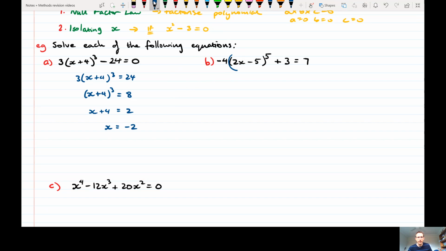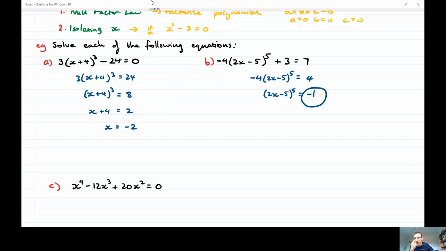So same thing, we have a single bracket to the power of 5, and all the others are just numbers. So we can use our isolating x method here. So we're going to first of all subtract that 3. The power of 5 like that. So we get 4 divided by -4. And we have that. Now, this would be a problem if we had an even power. The problem with an even power is you would always need a positive number there, and you would not be able to solve this.